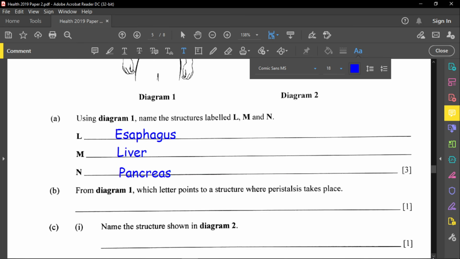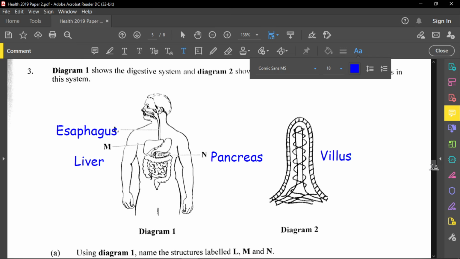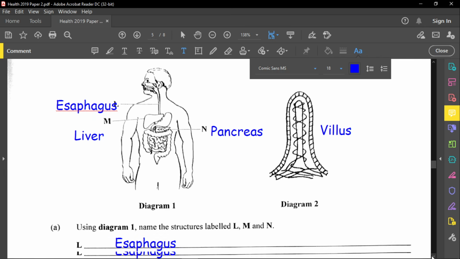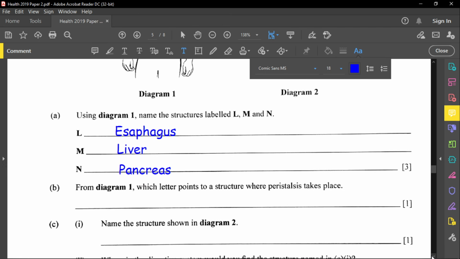It said from diagram 1, which letter points to the structure where peristalsis takes place? And peristalsis is the wave-like movement of the structures to carry food through that structure. All right, and this is the esophagus. It also takes place in the intestines, just to make a note of that. But the only label right here is the esophagus. So this will be a letter, and notice it said letter, so this is L. If you say name, you put the name, if you say letter, please look out for those key things.